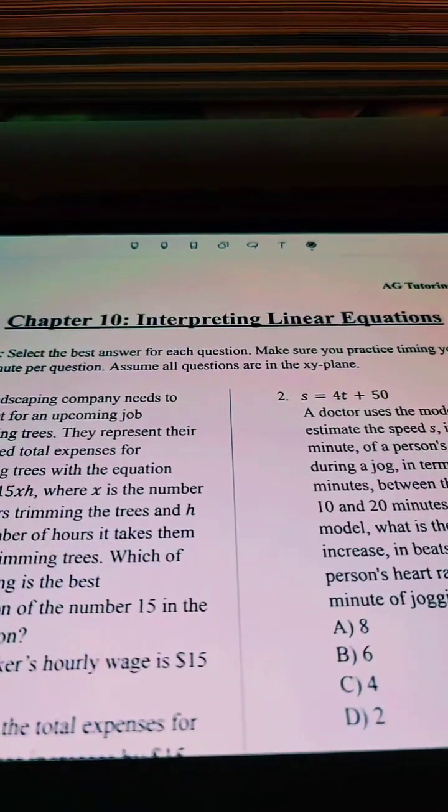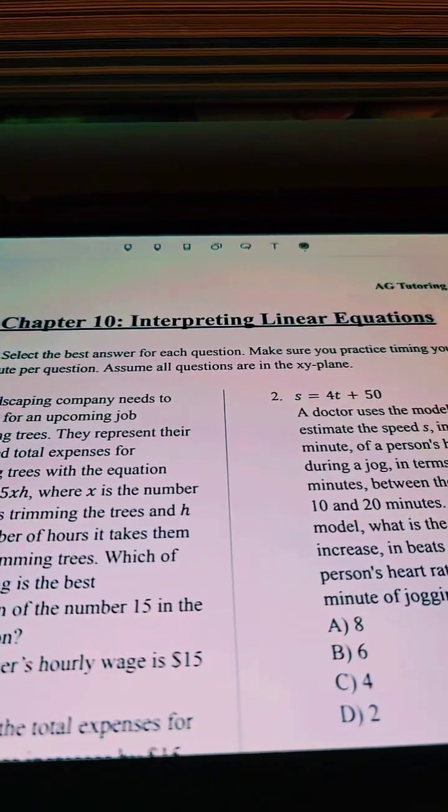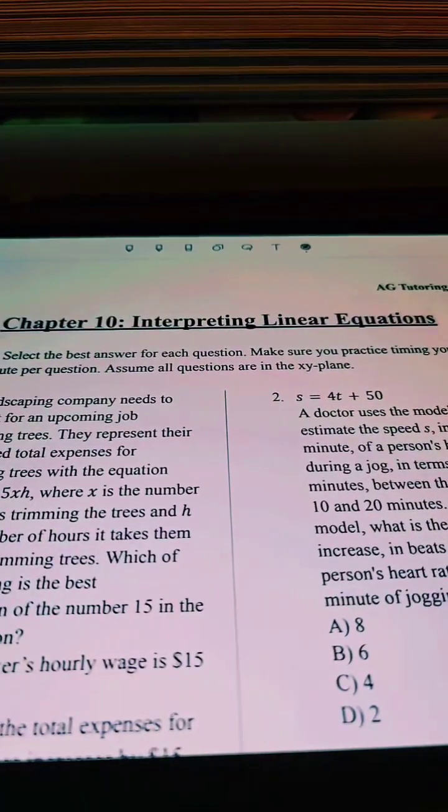Okay, so this is chapter 10, Interpreting Linear Equations, which is from my book, Overcoming Digital SAT Math.